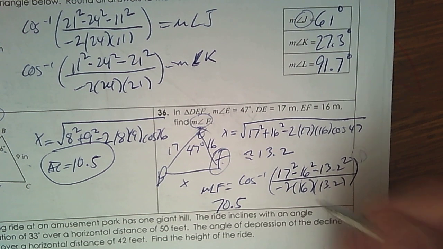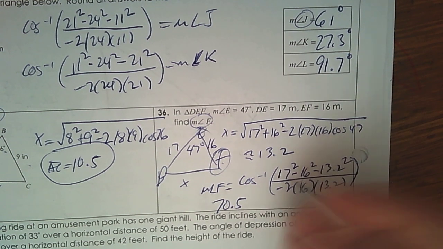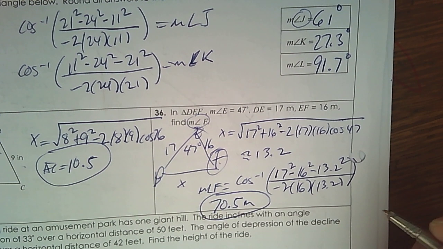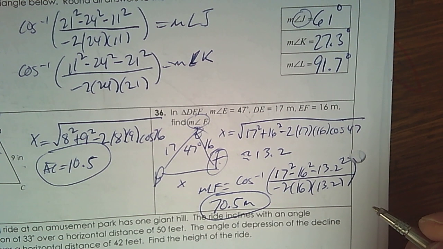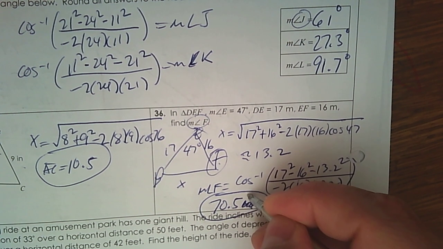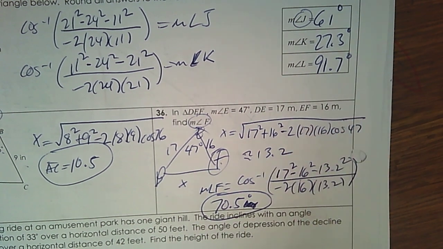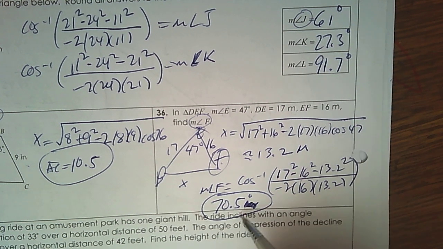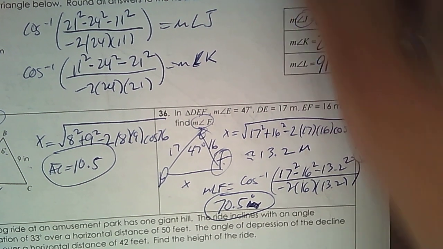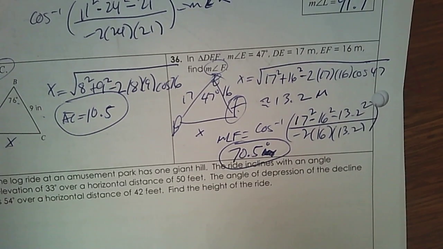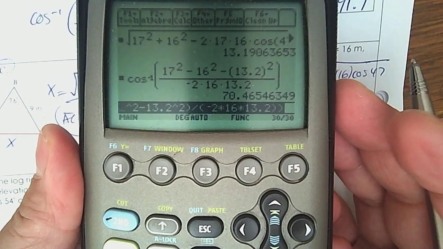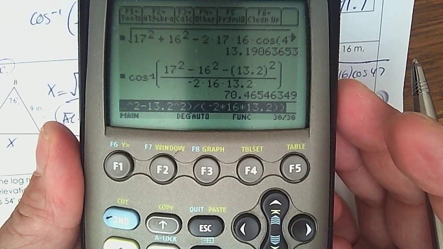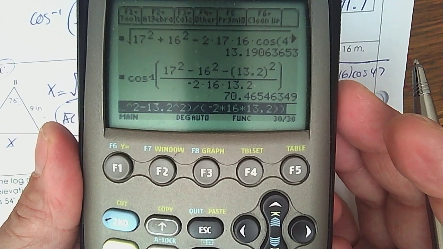So 70.5, and that's it. Is it meters? Oh no, that's angle, right? So that's 70.5 degrees. Sorry. This is meters. So angle F is 70.5. Again, this is what it looks like. Make sure you're typing it in correctly.